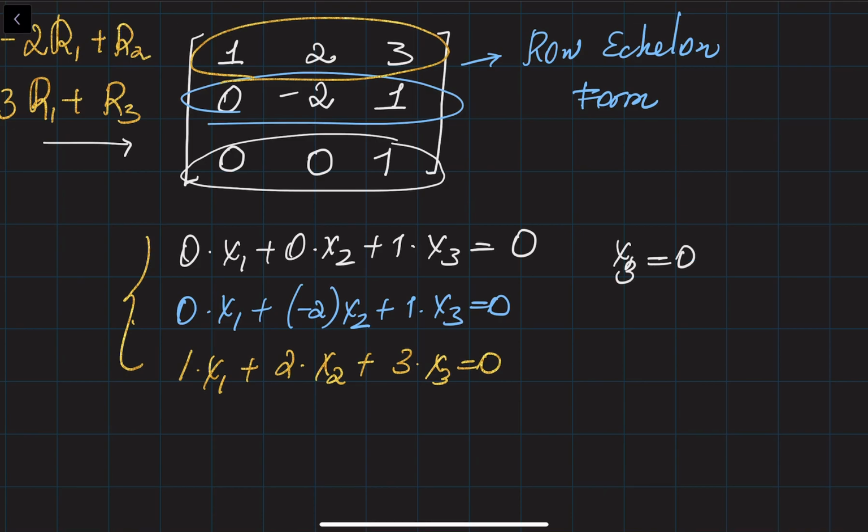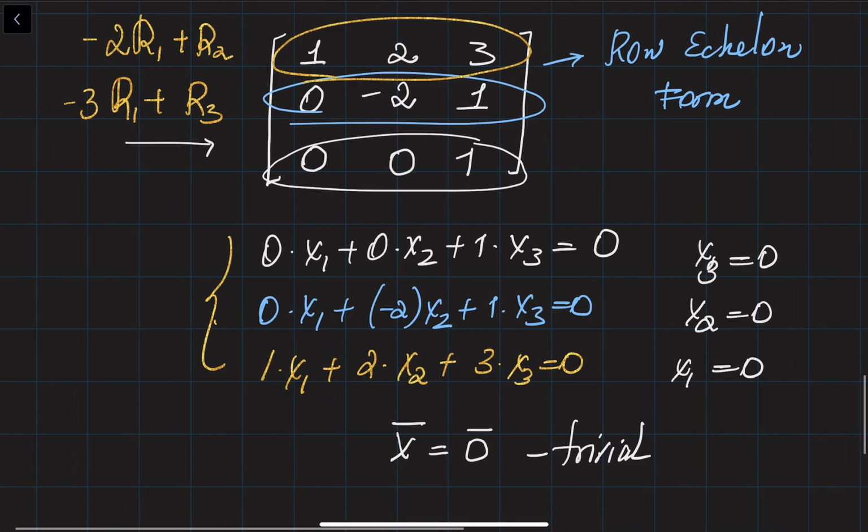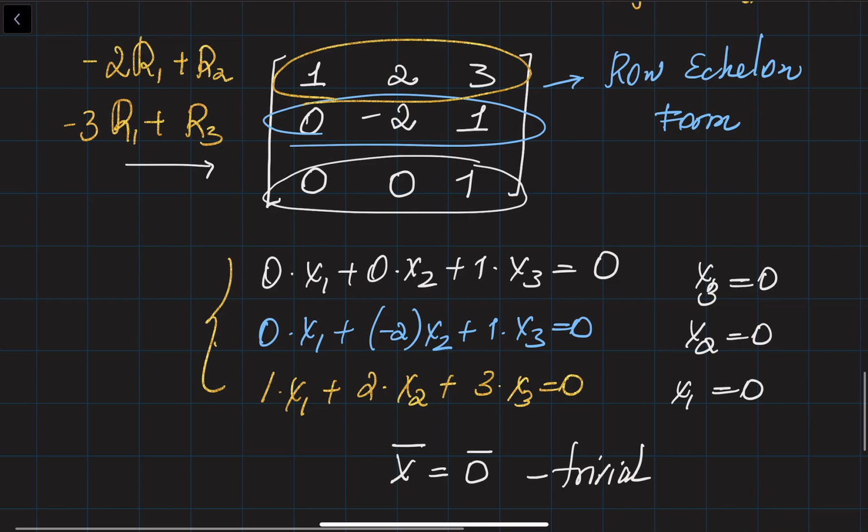So if you find a solution, x3 is equal to 0 from the last equation, x2 equal to 0 from the second equation, and x1 is equal to 0 from the first equation. The only vector which satisfies this equation is simply the 0 vector. It has only the trivial solution. So that is why the columns of this matrix are linearly independent.